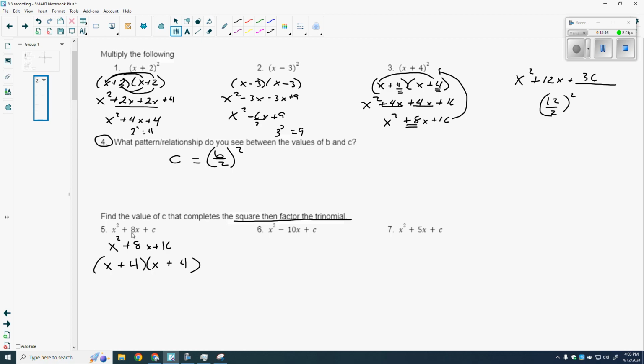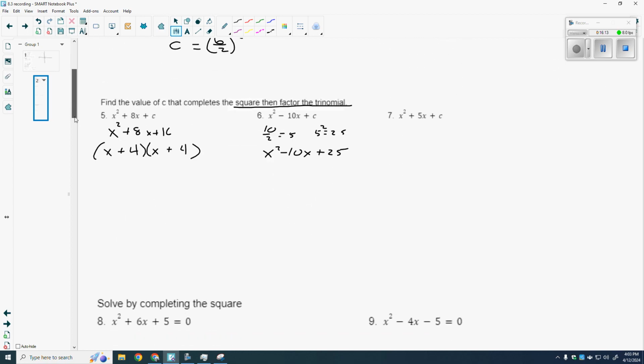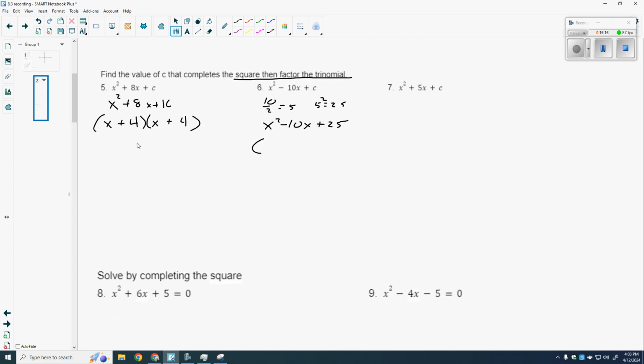So when you divide this by 2, the number you get is the number you're going to put into your factors. Well, that makes it easy. 10 divided by 2 is 5, and 5 squared is equal to 25. So I have x squared minus 10x plus 25, and I'm factoring that. So I'm going to factor that into x minus 5 times x minus 5.